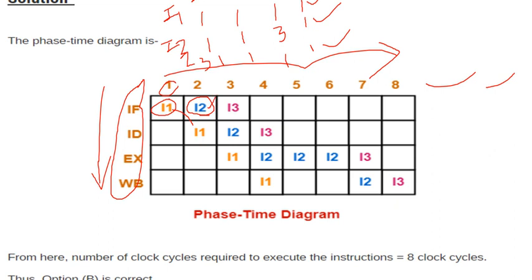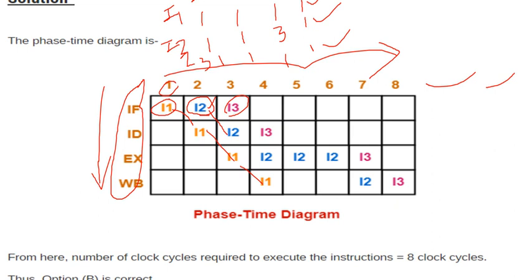So after the completion of the second clock, I1 will move to the third phase, that is, the execute phase. And in the third clock, what will happen? I2 will move to its ID phase because the ID phase is free in the third clock. And as the IF phase is free, we can put the next instruction, that is I3, into its IF phase. Then again at the fourth clock, I1 will come out.